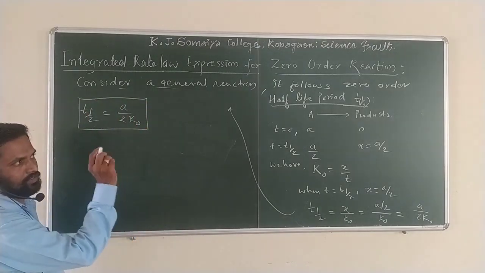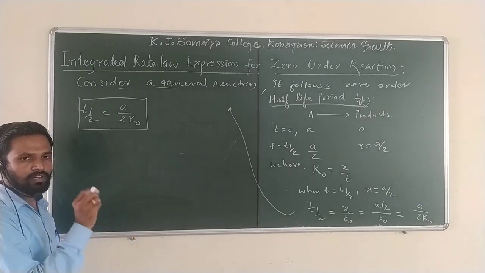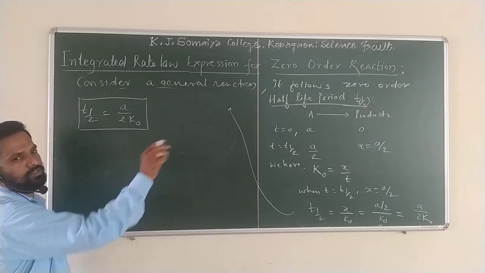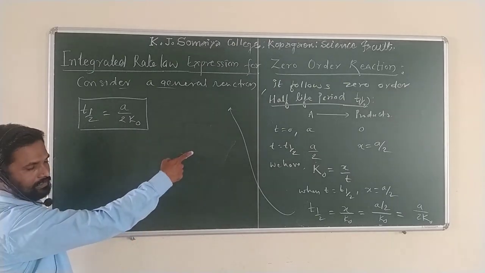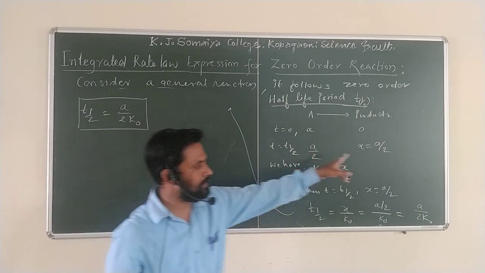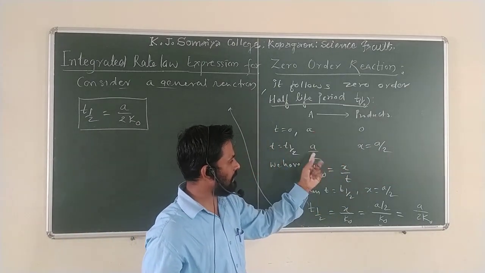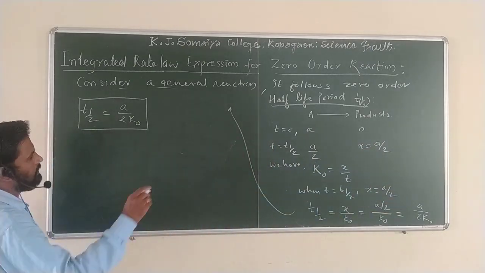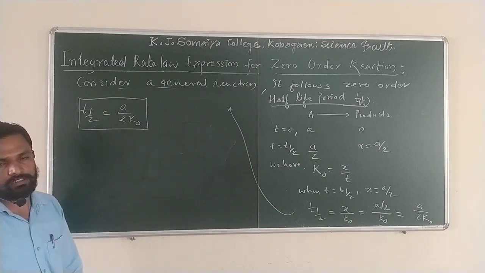First of all, you have to understand what is half-life period. Half-life period is the time required to complete half of its initial concentration, that means 50% will become there in the concentration of reacting molecules. If the initial concentration is a, then a by 2 will be the 50%, and this will become a by 2. So that is the half-life period of that reaction. Here t half is equal to a upon 2k0.